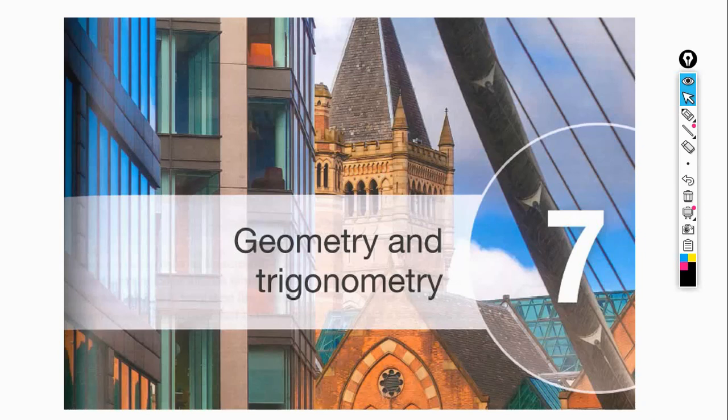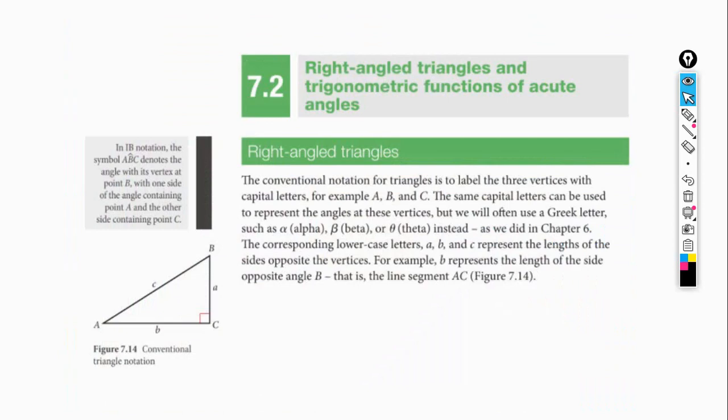Hi everybody, so in this video we continue with Chapter 7, Geometry and Trigonometry. Specifically, Section 7.2, right-angled triangles and trigonometric functions of acute angles. In the first couple of slides of this section, you are going to find theory regarding right-angled triangles that you already are familiar with.